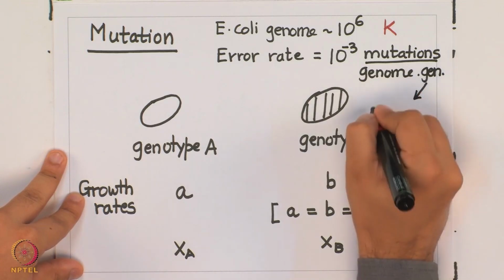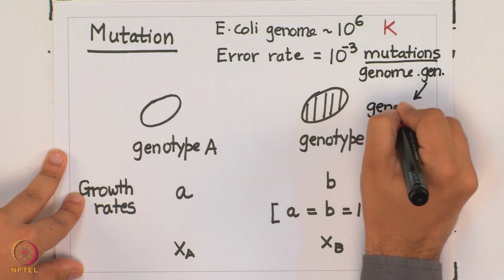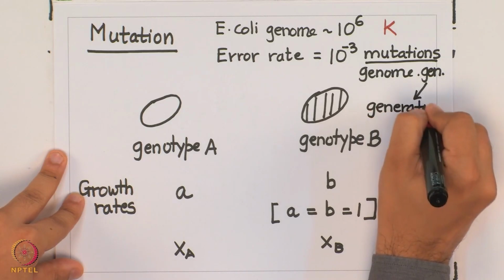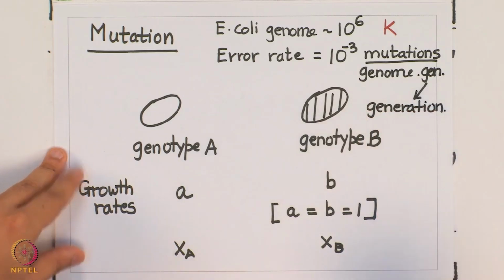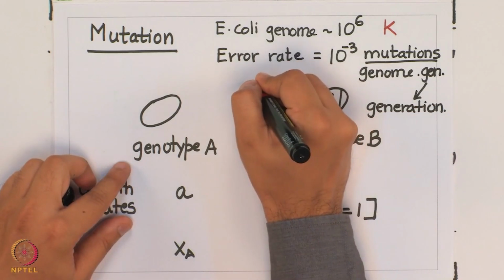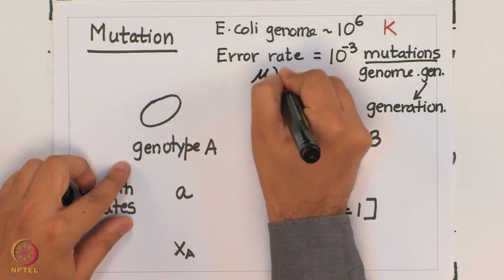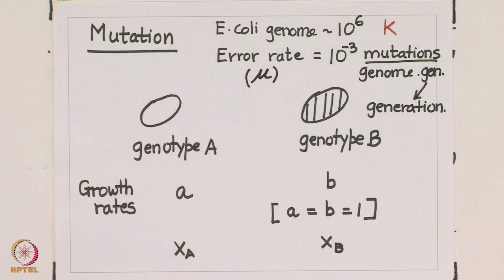This word here, I will write it in full, is generation. What does this number mean? Error rate is typically represented by the variable mu in literature. What does this number, 10 power minus 3 mutations per genome per generation, actually mean?